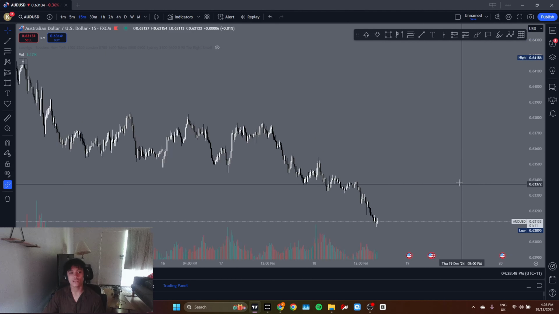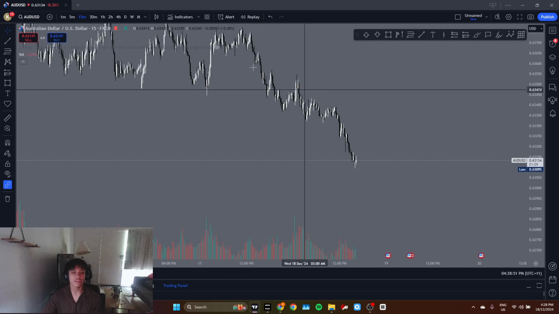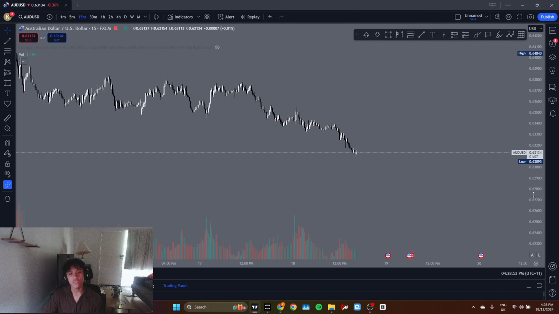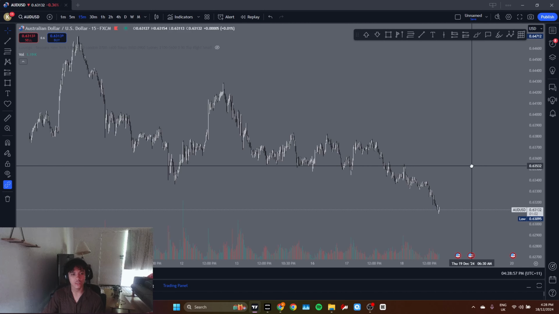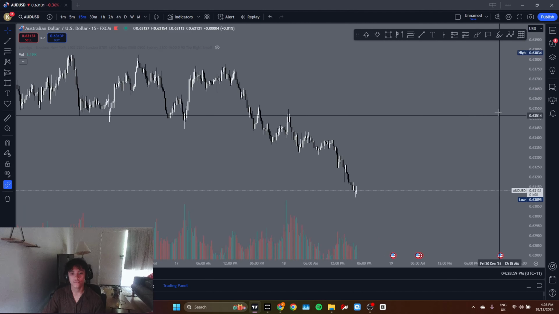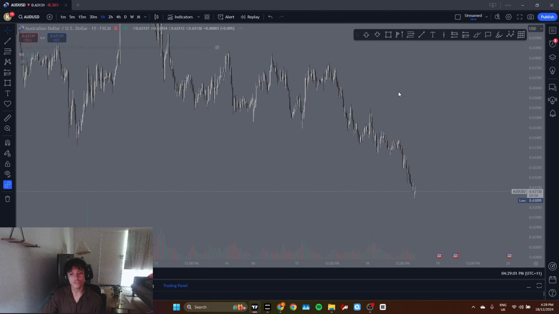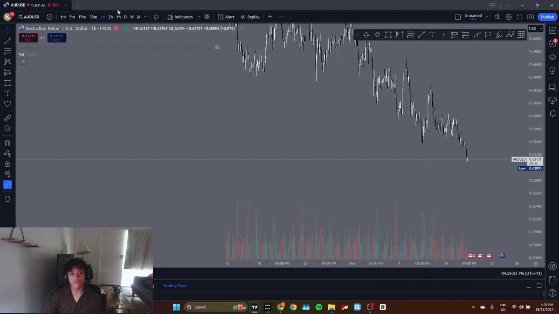We are looking at AUD USD. It's a Wednesday today, and on the 15-minute we can clearly see that we are bearish. We have bearish structure, but we are pretty low within this range. So let's look at some higher time frame.